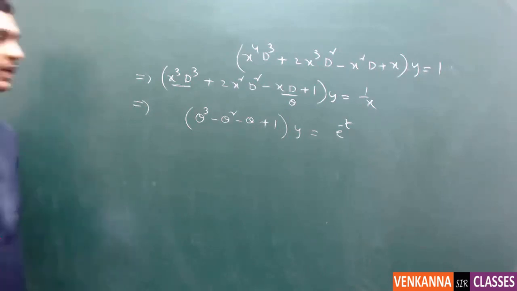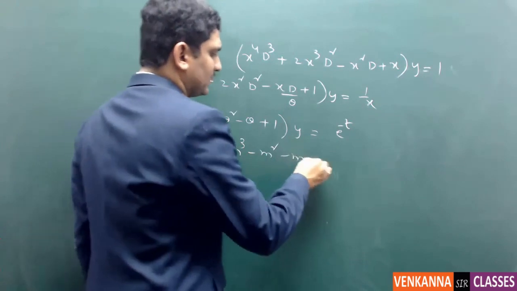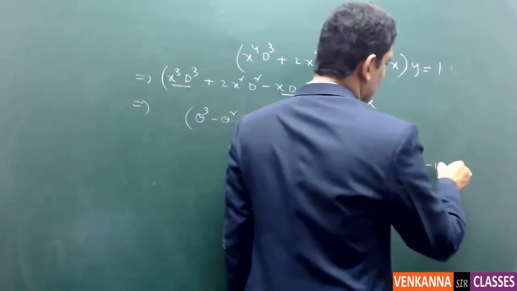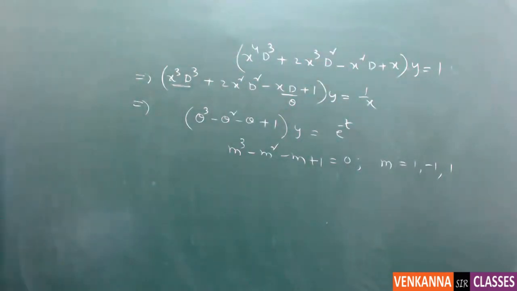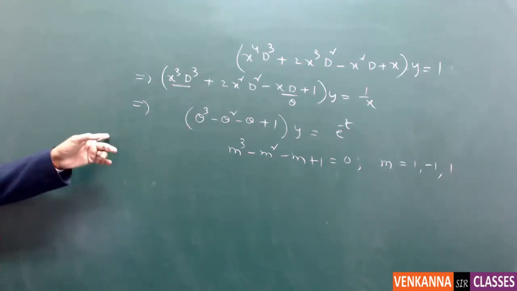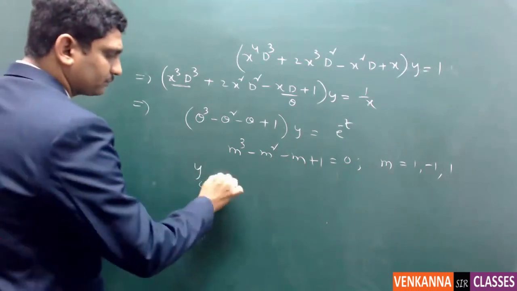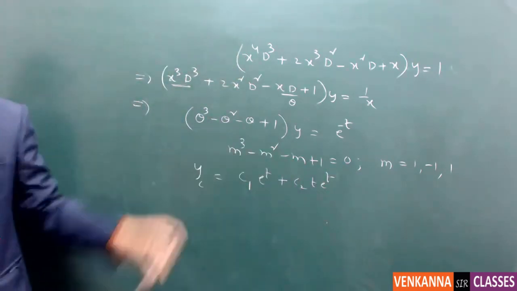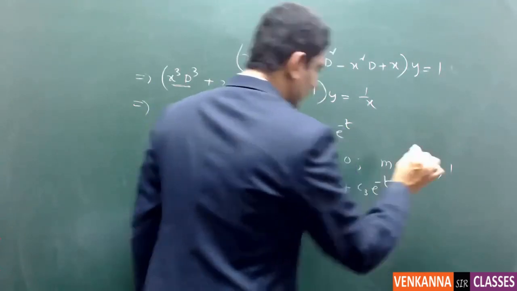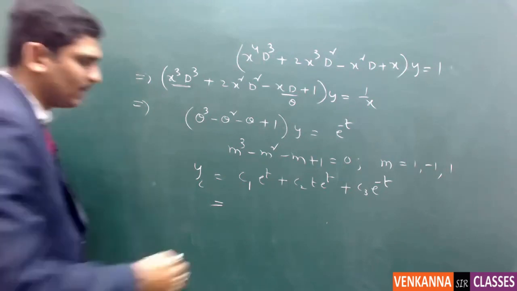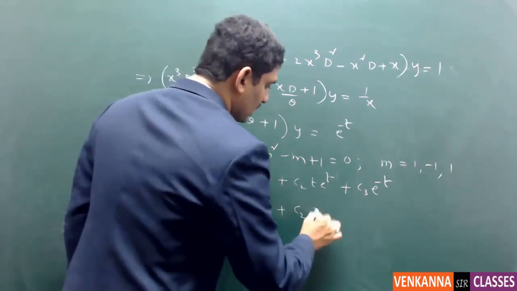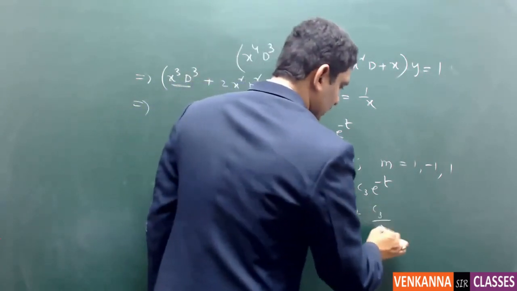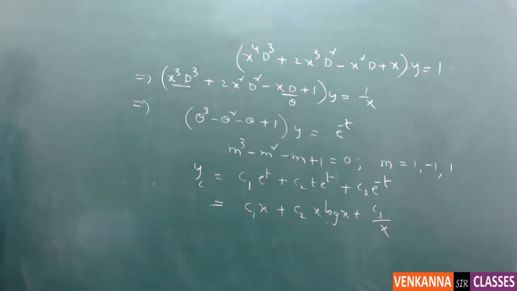Fine. If you find the roots of m cube minus m square minus m plus 1 equal to 0, m comes as 1, 1, minus 1. So the corresponding yc is given by c1 e power t plus c2 t e power t, because 1 is the repeated root, and then c3 e power minus t. So transforming in terms of x, it will come as c1x plus c2 x log x plus c3 by x. Accepted?